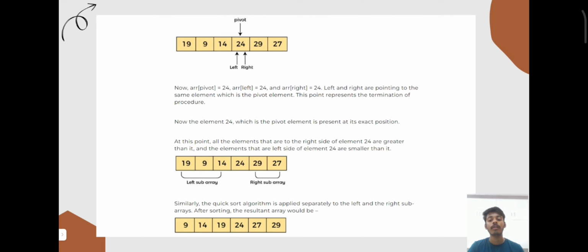Now the element 24, which is the pivot element, is present at its exact position. At this point, all the elements to the right side of element 24 are greater than it, and the elements on the left side of element 24 are smaller than it. Similarly, the quicksort algorithm is applied separately to the left and the right subarray. After sorting, the resultant array would be as shown in the below picture.